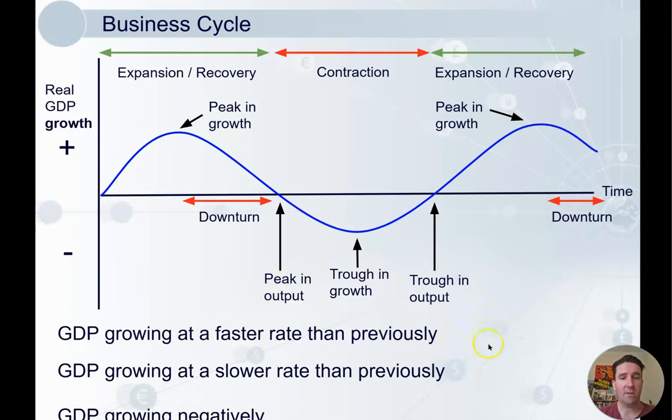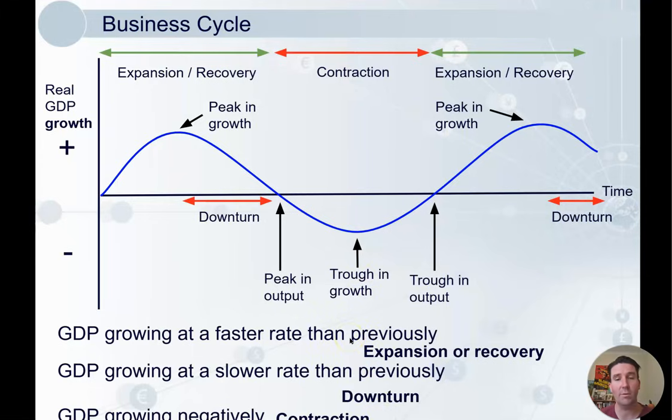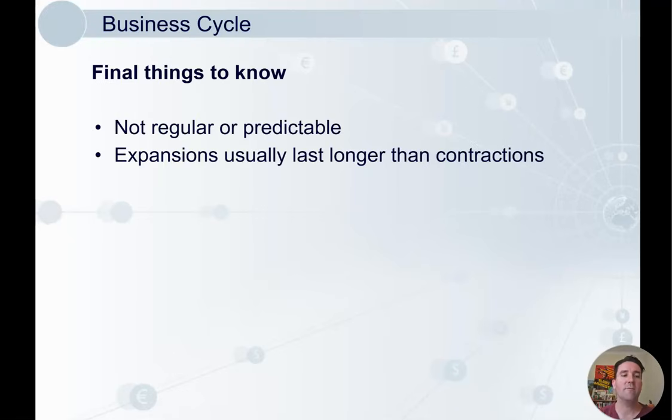So if GDP is growing at a faster rate than previously, that's an expansion or a recovery. If it's growing at a slower rate than previously, that's a downturn, isn't it? And if the GDP is growing negatively, that's a contraction. And if it grows negatively for more than 6 months, it's a recession. So there's a lot of definitions in here, I'm afraid, but that's how it is. Some final things to know. The business cycle is not regular or predictable, and also expansions usually last longer than contractions.